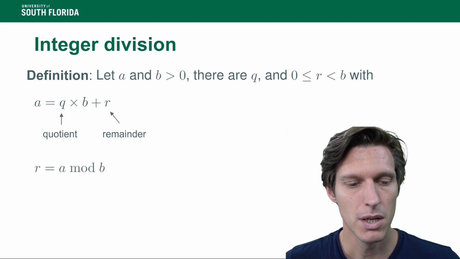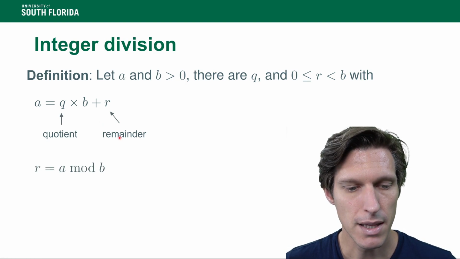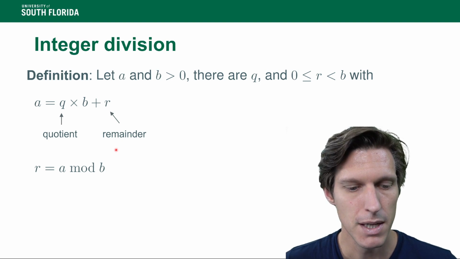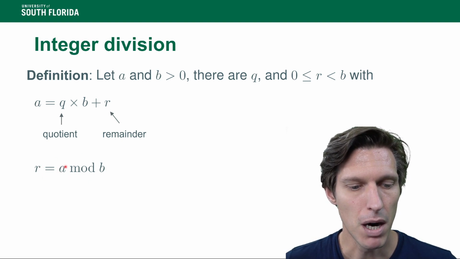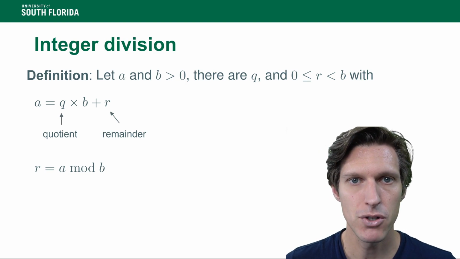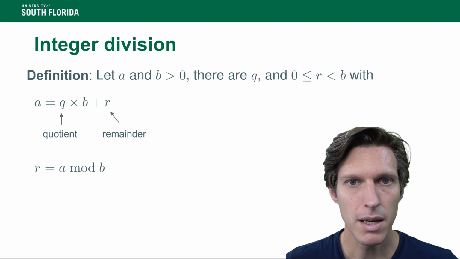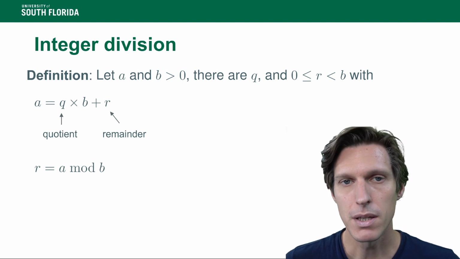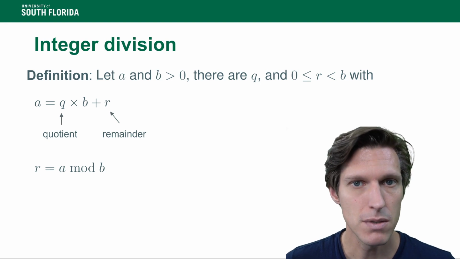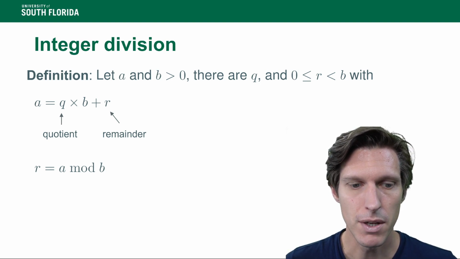And so we say that this remainder, which is a value between 0 and B minus 1, is called A mod B. And these modular values are going to play an important role in public key cryptography, so much that I feel the need to mention them in this introductory video.